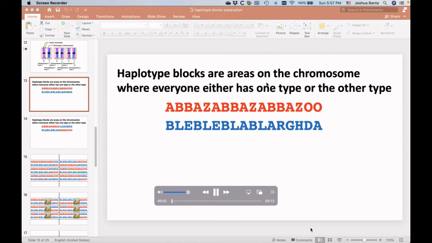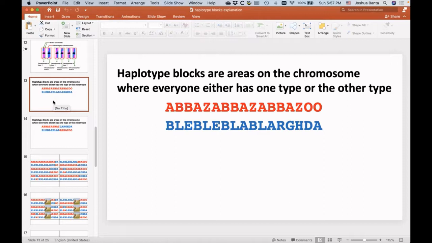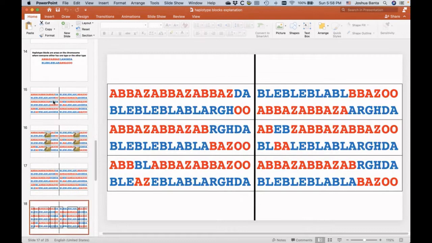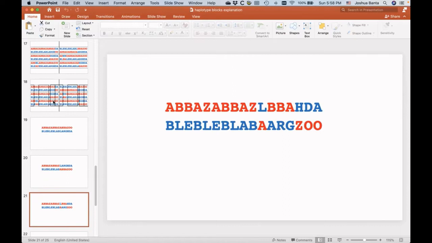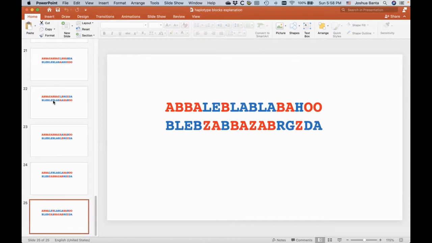Haplotype blocks refers to areas on the chromosome where everyone either has one type or the other type. And I went on in that lecture, which you can go watch again, to explain that because of recombination as a part of making egg cells and sperm cells during meiosis, these haplotype blocks get chopped up into smaller and smaller bits. So one generation you might have that, then the next generation that, and that, so that everything gets scrambled, and these chunks of the chromosome where everybody either has one type or the other become smaller and smaller.